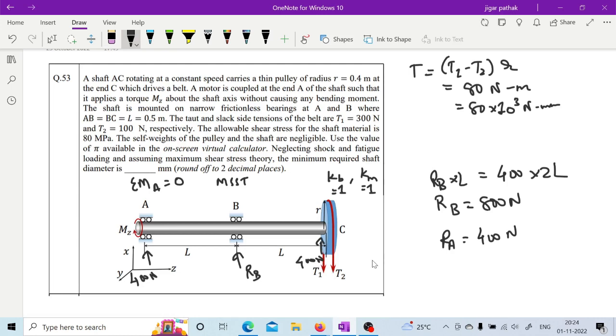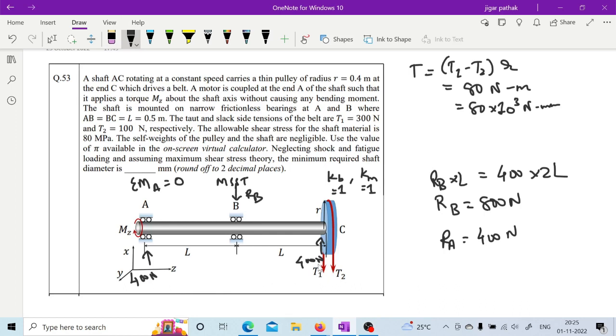Sir, RA will be downward, 400 Newton, maybe. In that case RA and RB both will be downward. Actually, RB may be downward, sorry, here in this case RA and RC may both be upward, and RB may be downward, like this.